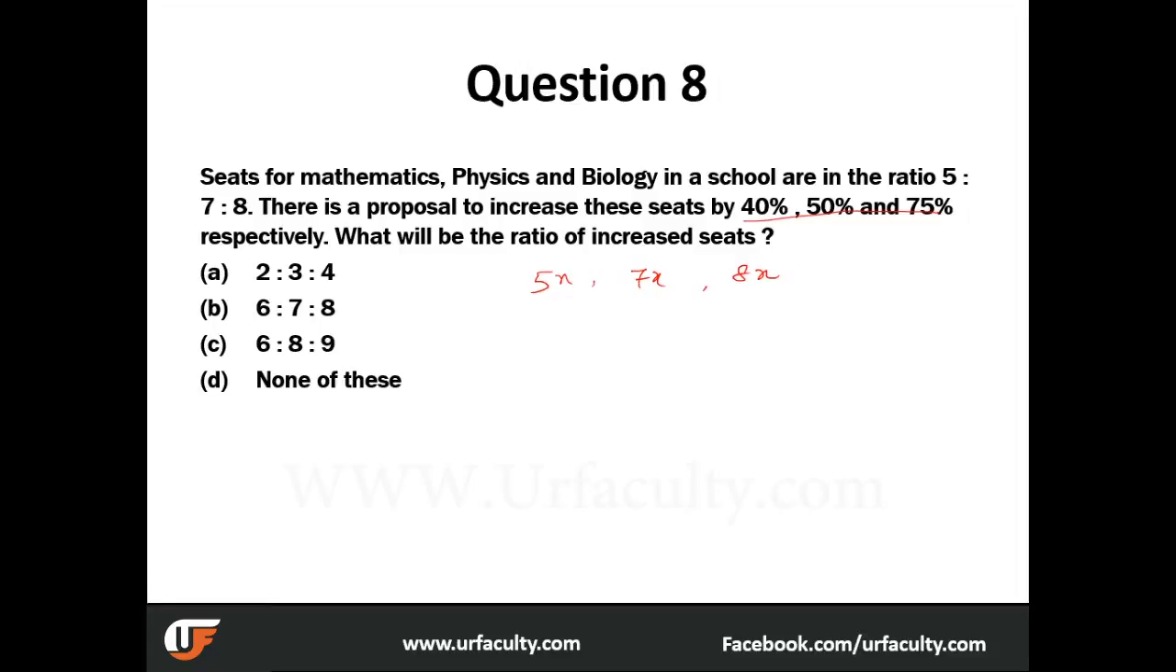And what are they saying? They are going to increase 5x by 40%: 1.4 into 5x. And they are going to increase 7x by 50%: 1.5 into 7x. They are going to increase 8x by 75%.